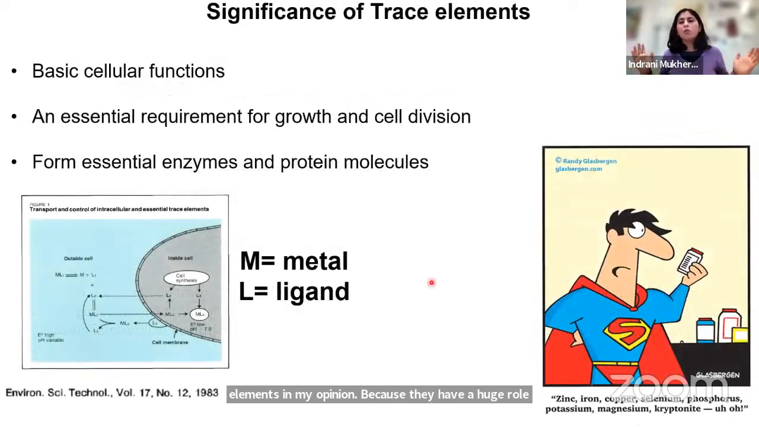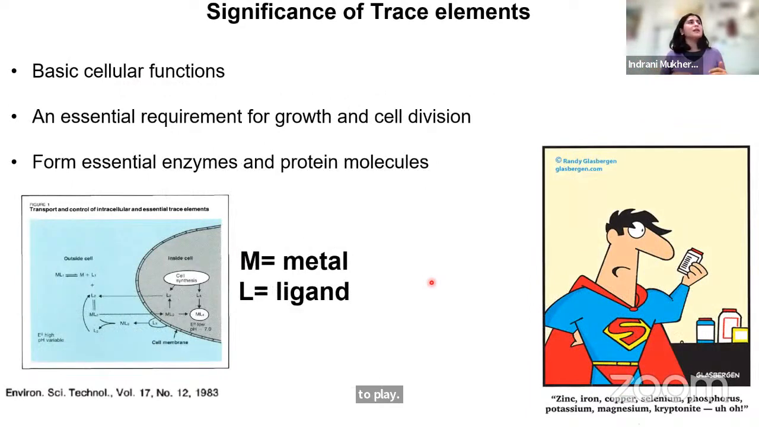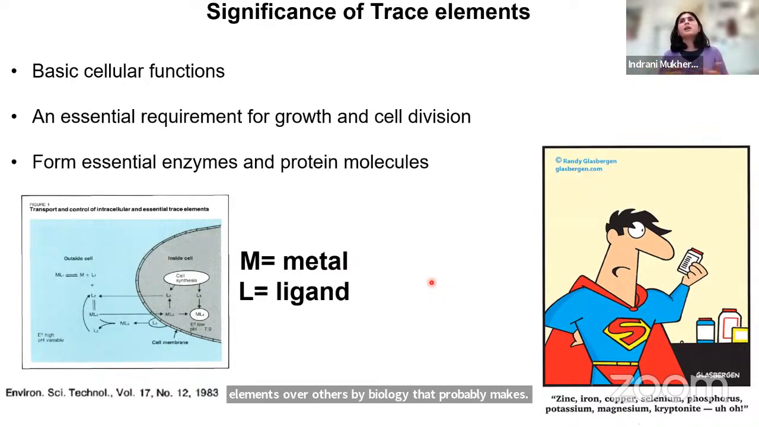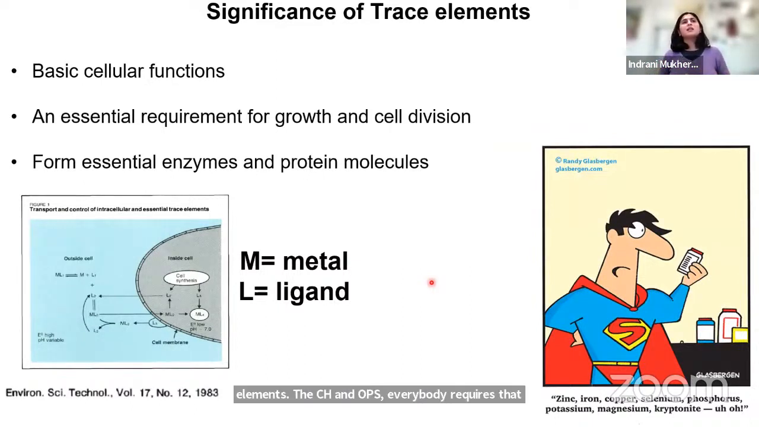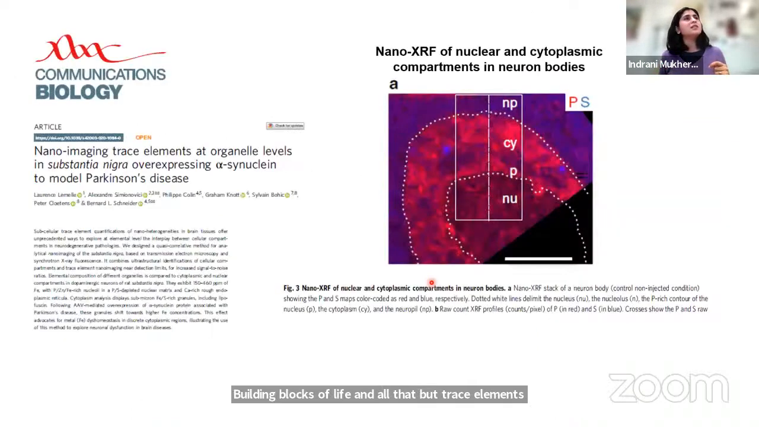And we all know what trace elements do for you and me and organisms, but really, it's the preferential incorporation of certain trace elements over others by biology that probably makes them really important, because the major elements, the CHNOPS, everybody requires that. Everyone's going to need it for all sorts of things. It's the building blocks of life and all that. But trace elements can be that preferential requirement that might make them interesting candidates for biogenicity studies.